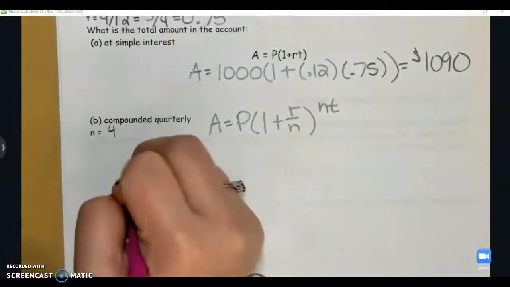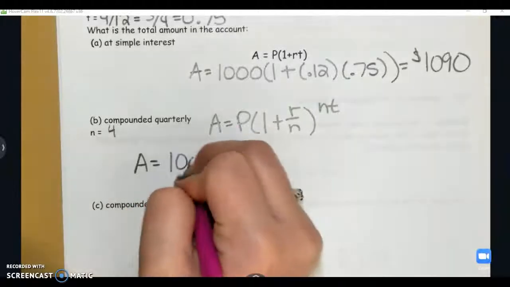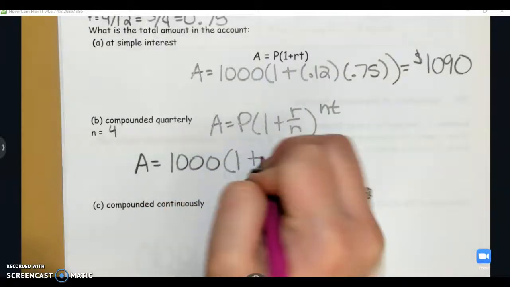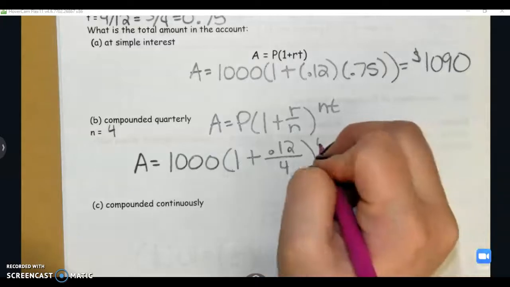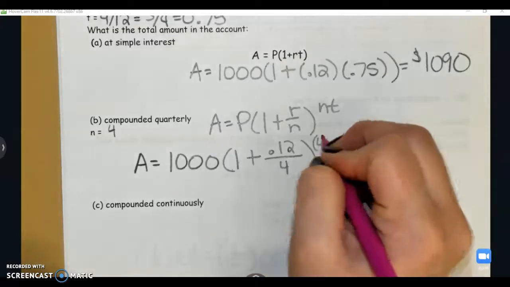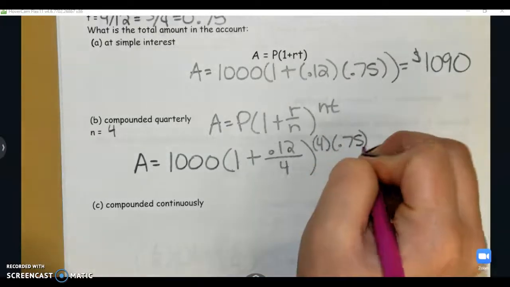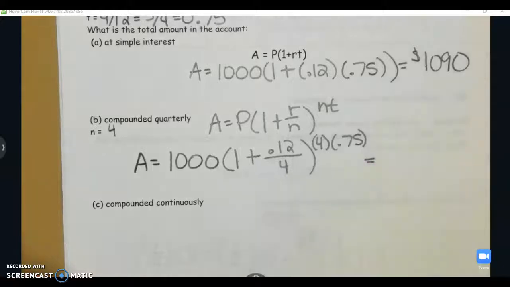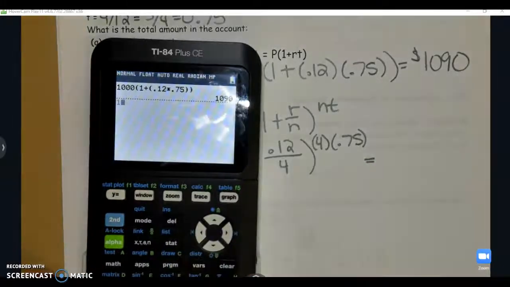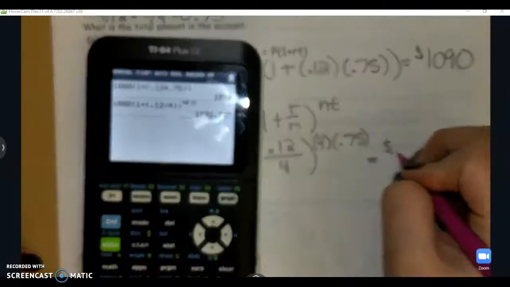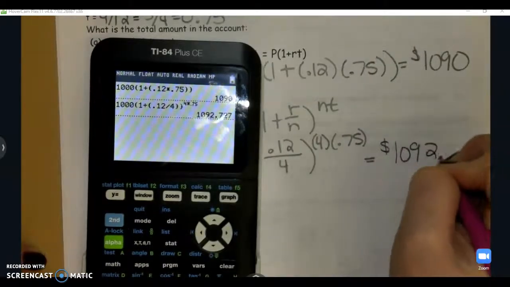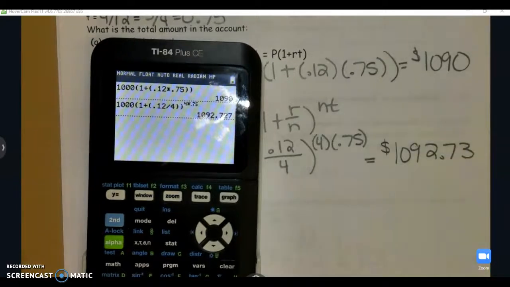So we're looking for the amount in the account when we have a principal of $1,000. Our interest rate is 12%, compounded 4 times a year, and we are talking about it being 0.75 of a year, so 9 months. So again, in our calculator, we get $1,092 and about 73 cents.